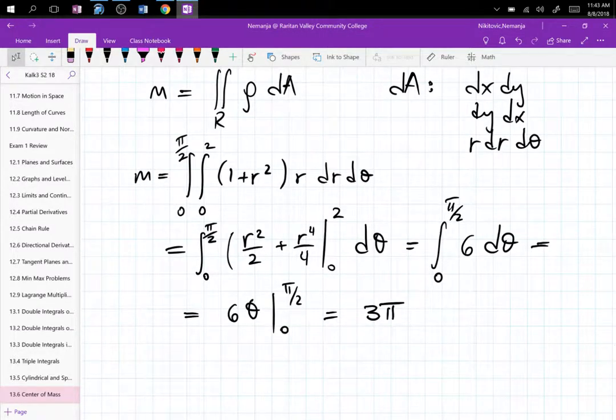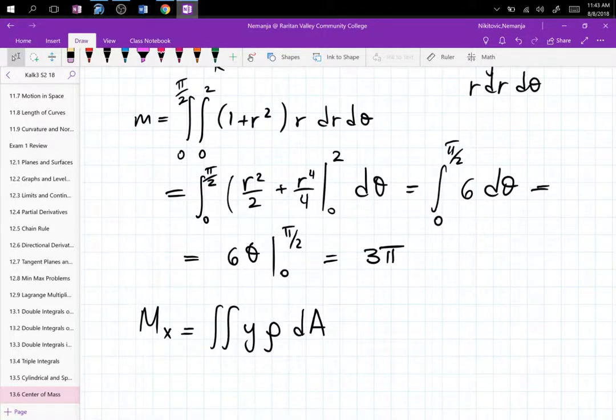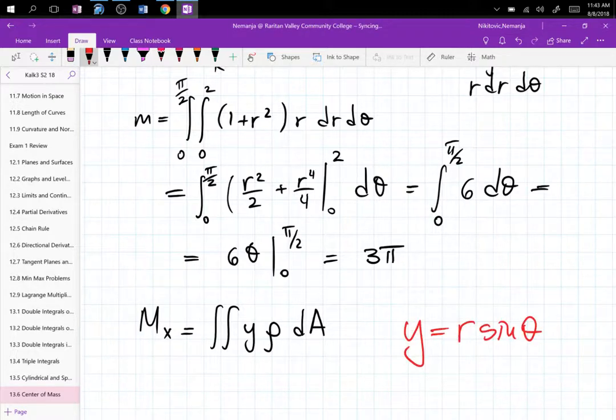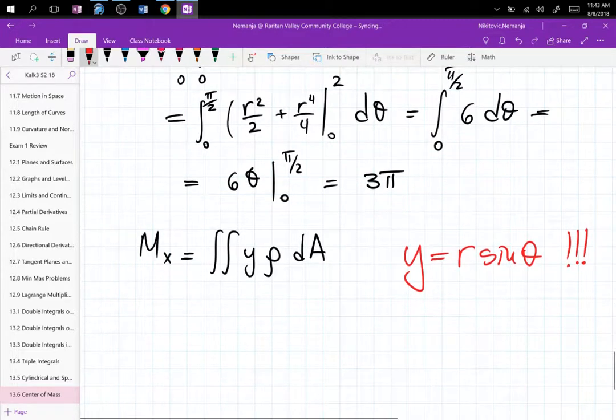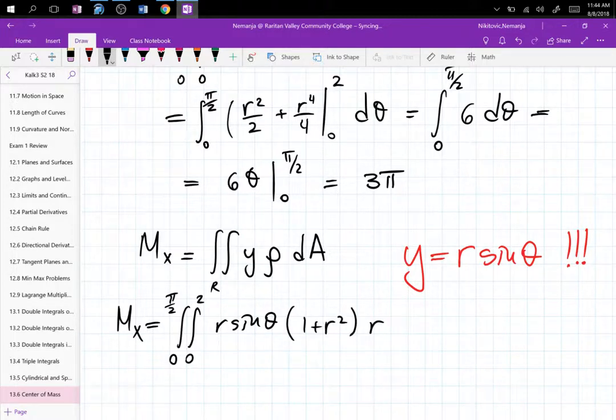Now we have our moments. Moment x is double integral y rho dA. Aha. Let me write this in blood. Y equals r sine theta. Okay, so now we set up our polar coordinate integral. So mx is double integral, we are still 0 to pi over 2, it's the same shape, still 0 to 2. And our y is r sine theta, and we have our rho 1 plus r squared, and then r d theta. Whee!